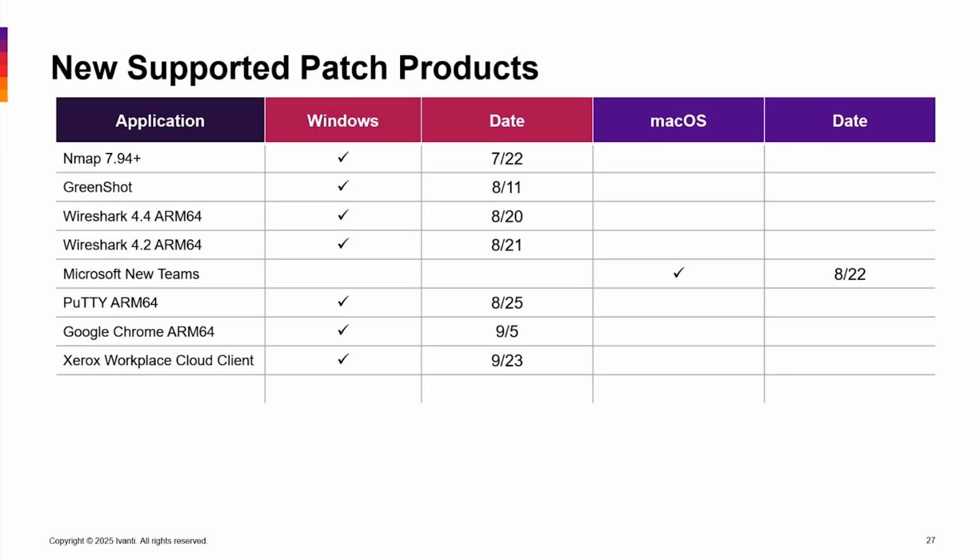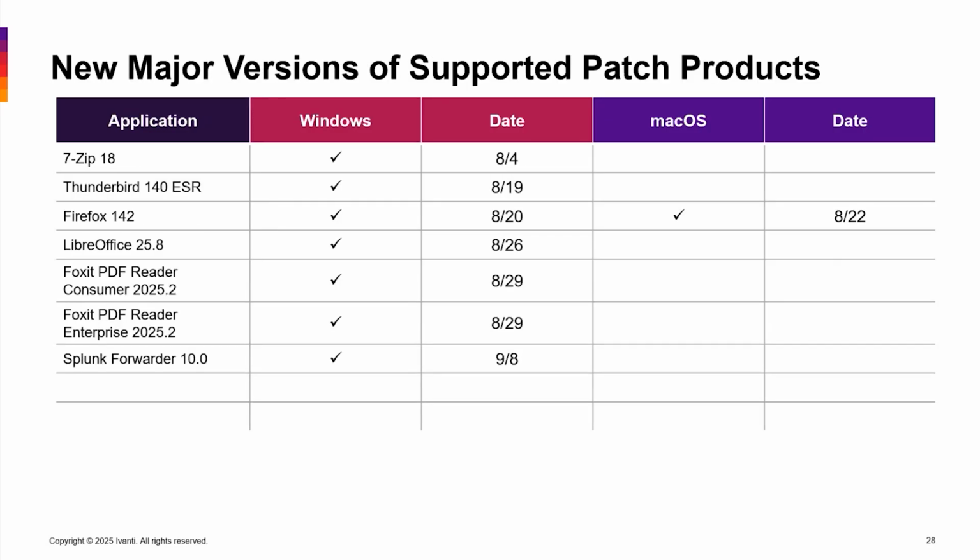A couple of ARM64 updates here. You see we've added in Wireshark and Chrome. And our latest add has been the Xerox Workspace Cloud Client. So we're continuing to expand our catalog on both the Windows and Mac side.